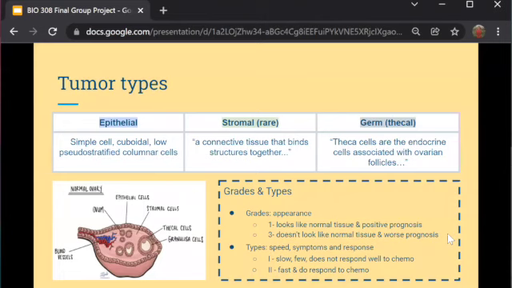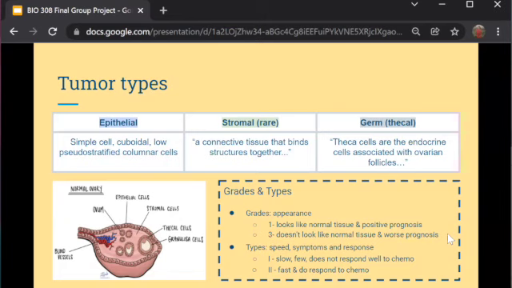Our tumor types are epithelial, which first begin in simple cuboidal or low pseudostratified columnar cells. Then we move on to stromal, which is rare to have a tumor in your stromal cells. And these cells are connective tissue that bind the structures together. Germal or thecal cells are the endocrine cells associated with ovarian follicles.